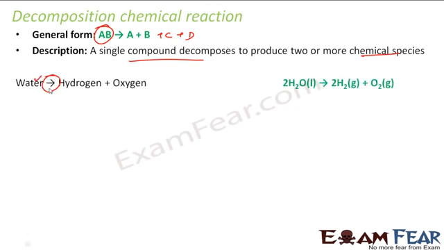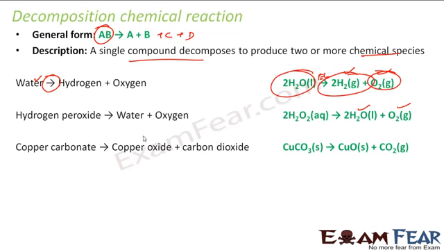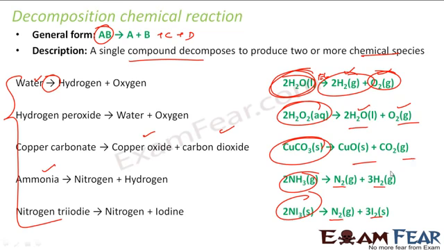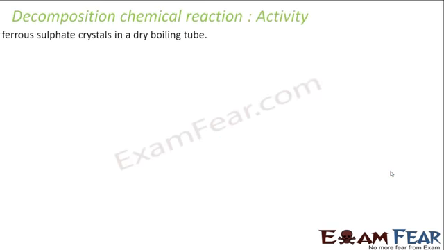Take hydrogen peroxide, which is converted to water and oxygen. We have copper carbonate, which you heat, and it becomes copper oxide and carbon dioxide. You have ammonia, which you can convert to nitrogen and hydrogen. So one compound into two smaller compounds. You have nitrogen triiodide, which you can convert into nitrogen and iodine. So these are the chemical reactions where the common thing is you have one big compound that breaks into smaller species. This is an example of a decomposition chemical reaction. Correct.